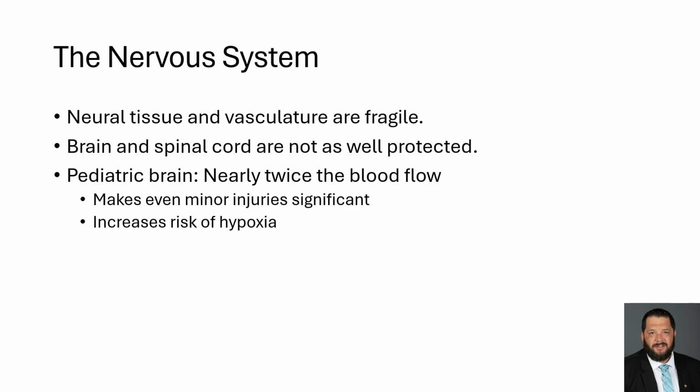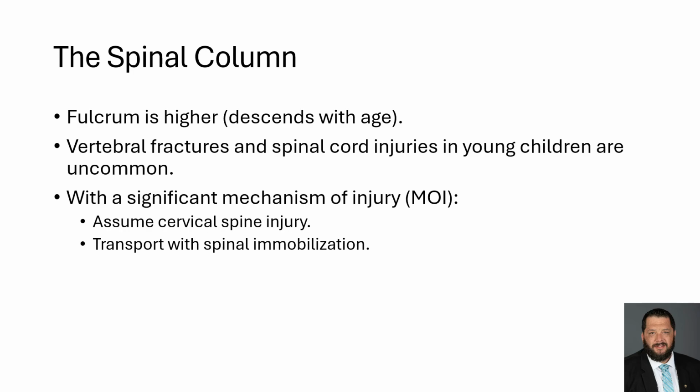As far as the nervous system, neural tissue and vasculature are fragile in the younger children. Brain and spinal cord are not as well protected, and the pediatric brain has nearly twice the blood flow, which makes even minor injuries significant and again increases the risk for hypoxia. For the spinal column, the fulcrum, or the center of balance, center of gravity, is higher.